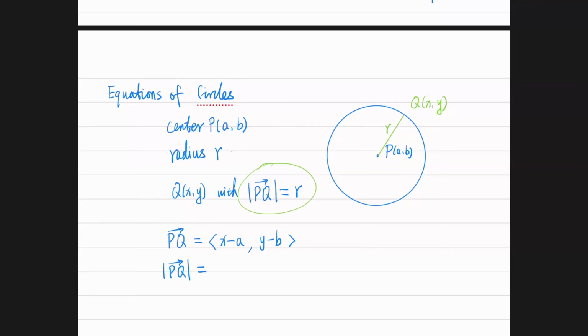Okay, Zisheng, what's the norm of this vector? Magnitude.